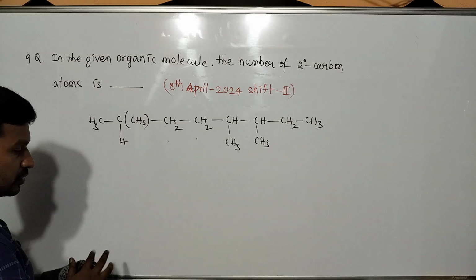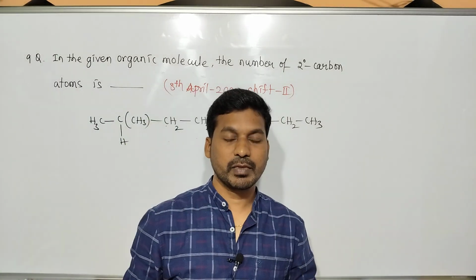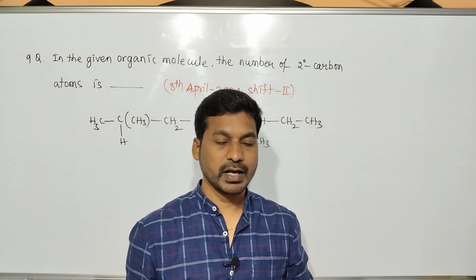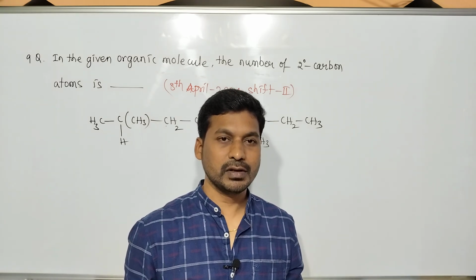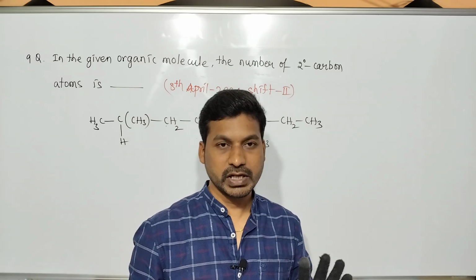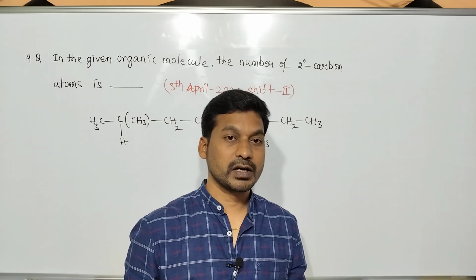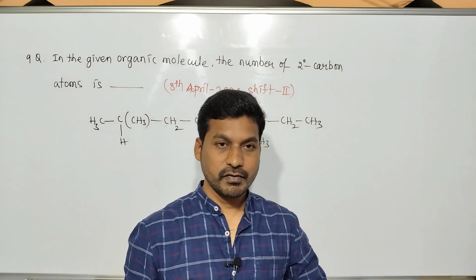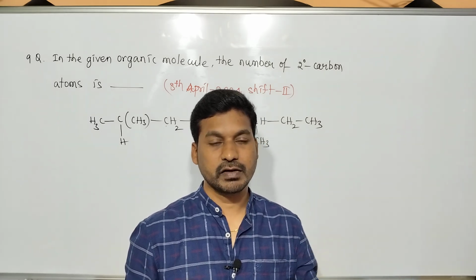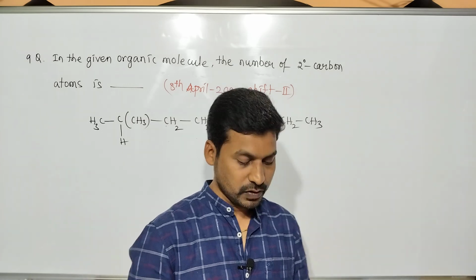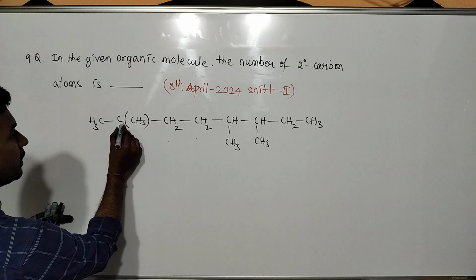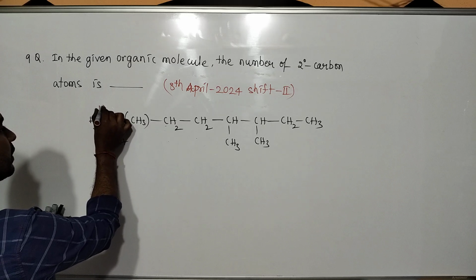We are asked to calculate the number of secondary carbons. So what are secondary carbons? Whenever a carbon is directly attached to two other carbons, that is secondary. If a carbon is directly attached to one carbon, that is primary. If a carbon is not attached to any other carbon, that is super primary. Attached to three other carbons, tertiary. If a carbon is directly attached to four other carbons, it is said to be a quaternary carbon. So here this carbon is directly attached to only this one, so it is primary.